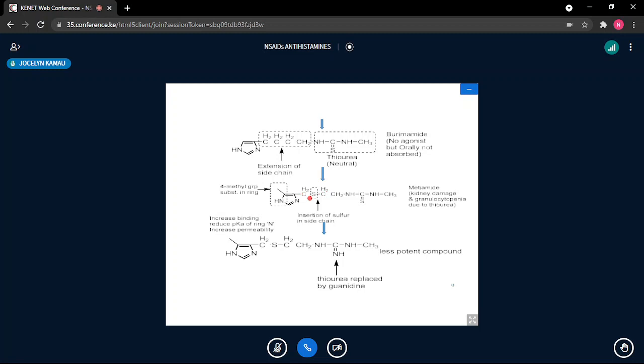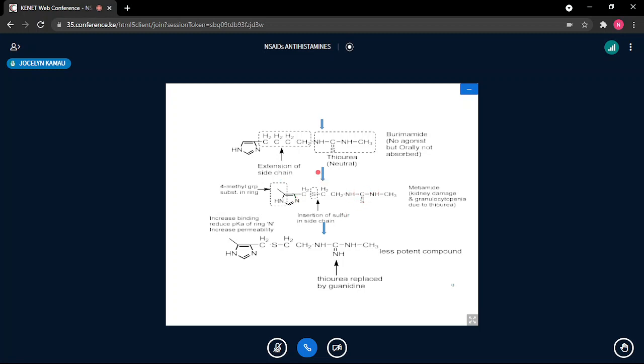That's why I'm calling them atoms. You see, between the terminal nitrogen and the aromatic ring, there is 1, 2, 3, 4. The imidazole ring here and the terminal nitrogen, 1, 2, 3, 4. So it's indeed a replacement of the methylene group with a sulfur, and retention, of course, of the thiourea.